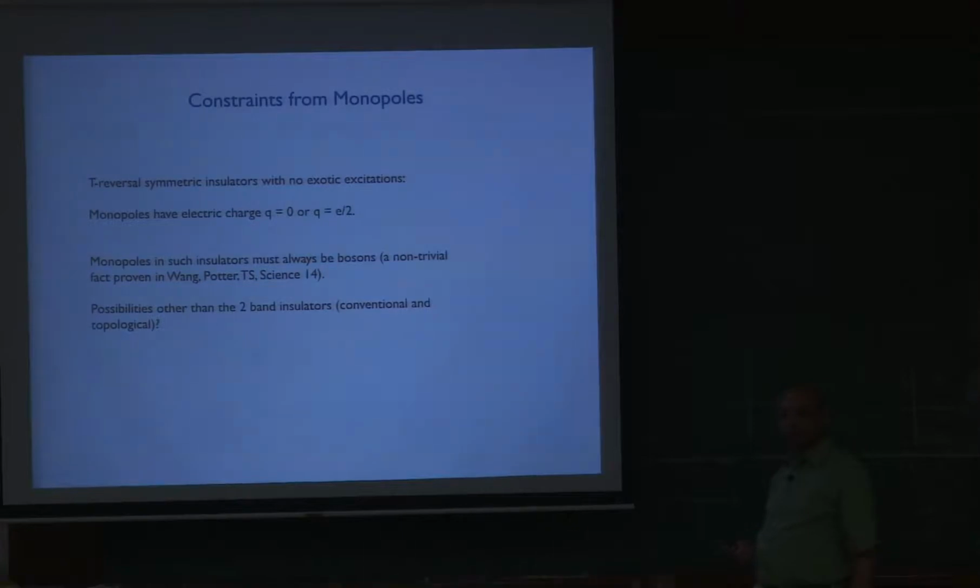Just E cross B angular momentum. E cross B angular momentum. So that will determine the statistics, right? So you're saying that that's a boson. That's bosonic, right? It's integer angular momentum.